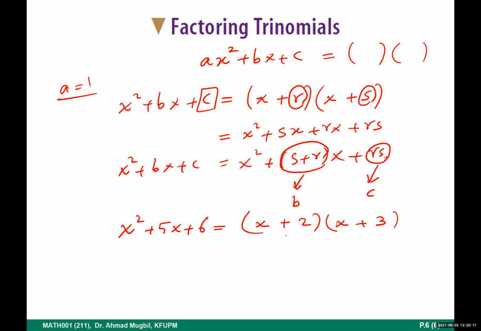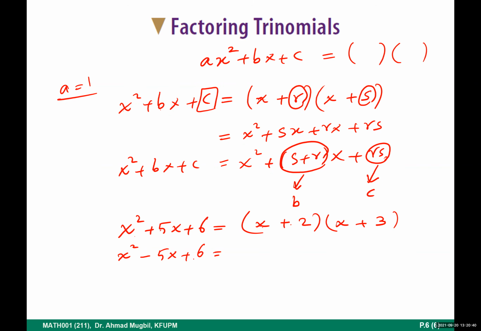You can check if you are right or not. x by x, x squared. 3x plus 2x, it is 5x. Positive 3 by positive 2 is positive 6. What if I have a number different than 1? We will come to that. Yes, this is called, of course, the trinomial that is not simple or direct. We will come to that after understanding this.